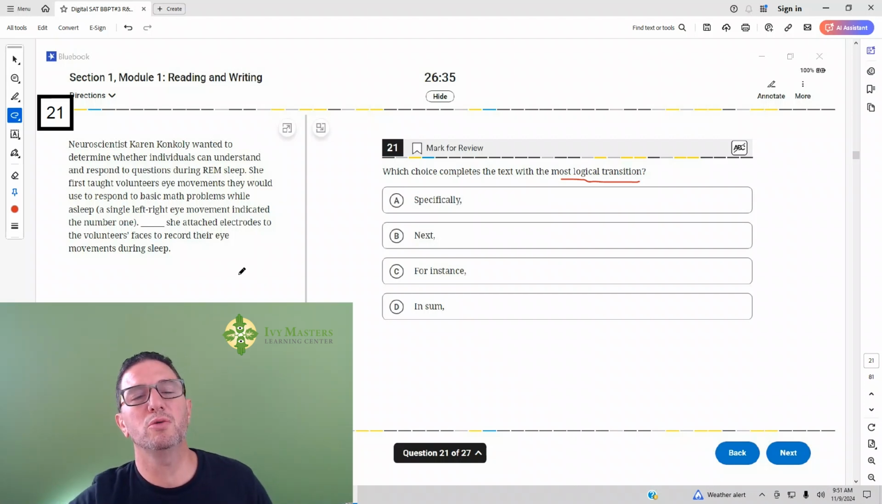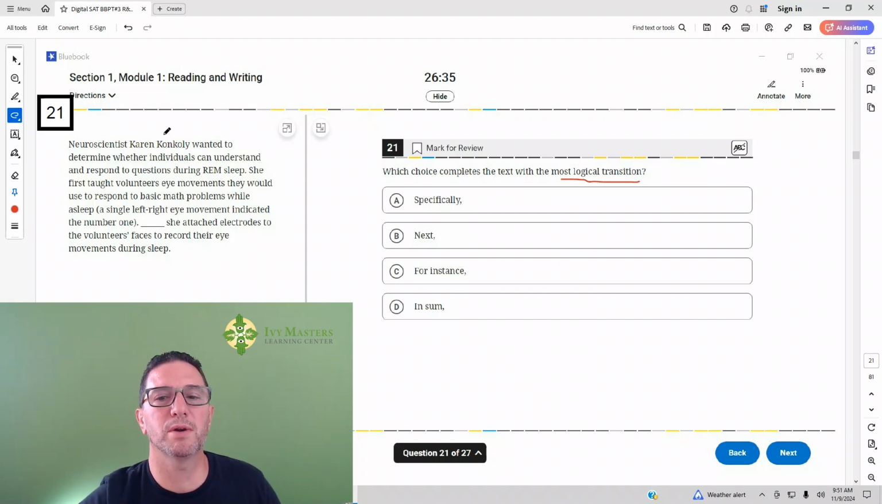I'm going to show you the structure that is very typical of these transition questions. First, you get a main idea here. So she wants to determine whether individuals can, topic sentence, main idea, can understand and respond to questions during REM sleep. And then you get first, blah, blah, blah.